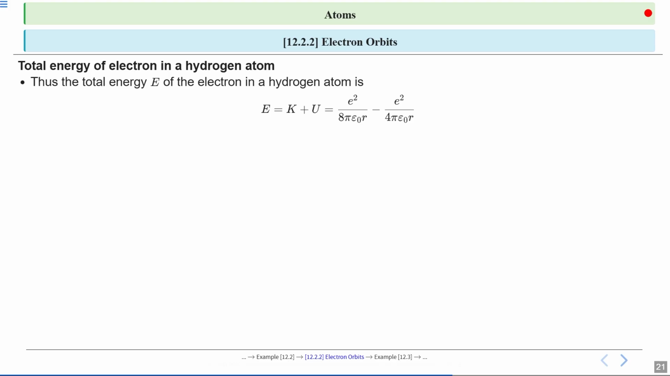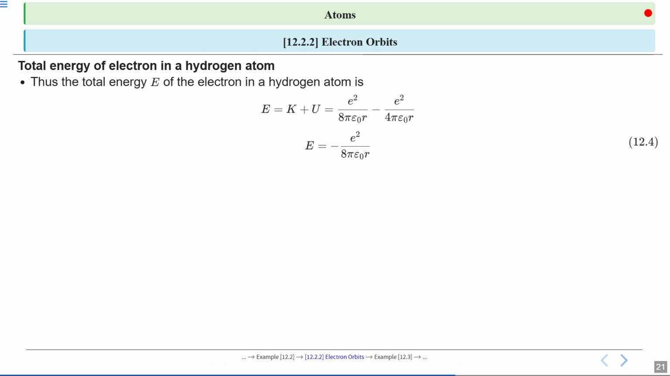Okay, so here is the formula for the total energy. E is equal to kinetic energy plus potential energy, K plus U, which is equal to e square upon 8 pi epsilon naught r, and what is potential energy? Minus e square upon 4 pi epsilon naught r. Taking LCM, we combine these terms and we get total energy E equal to minus e square upon 8 pi epsilon naught r. Mark it as 12.4 equation.